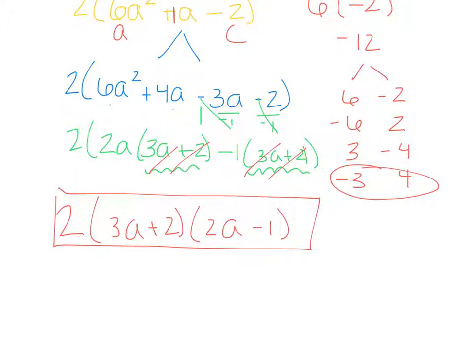Alright, I hope this video helped you guys on factoring trinomials where a is not 1. Remember, you need to use factor by grouping in order to do this process, but you have to first multiply a and c to do that.